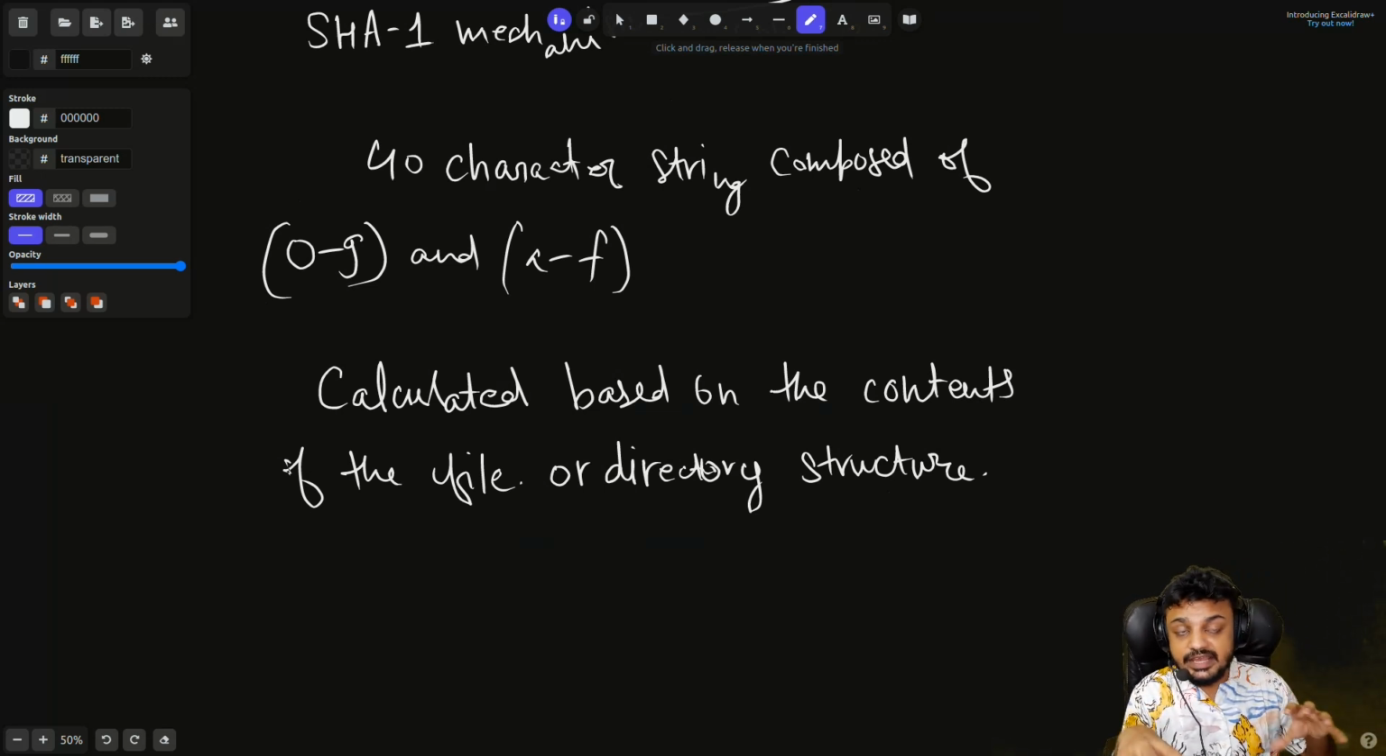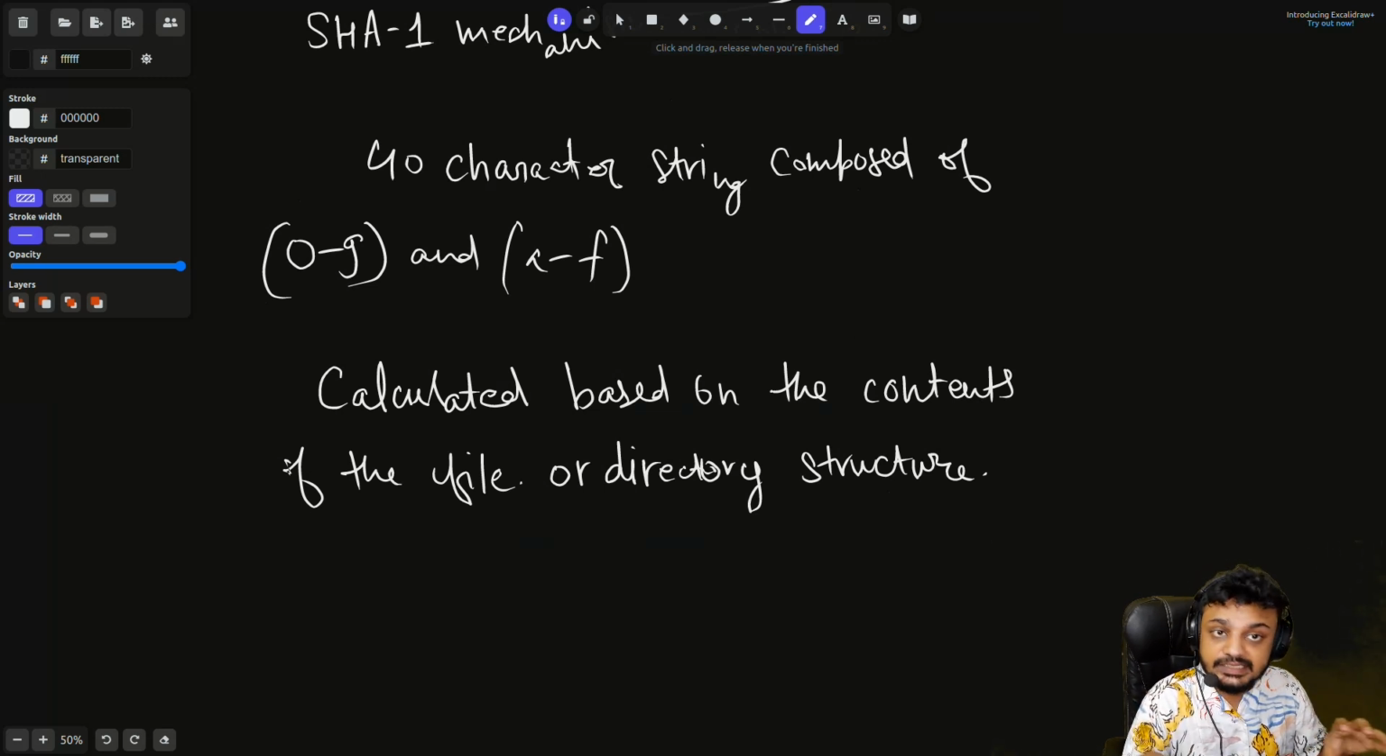Now Git stores everything in its database, not by the name of the file or the directory, right, but by these strings that are calculated based on the contents of the file or the structure of the directory, right? So it doesn't store by the name of the file, but instead it stores based on these strings.